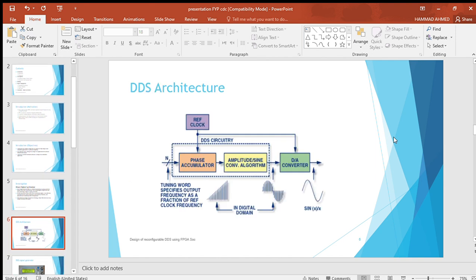So this is the general DDS architecture. This is the digital signal. We have some algorithms of the sine wave. Usually we use four waves: sine, cosine, rectangular, and sawtooth. The digital to analog converter is there for the digital to analog conversion.